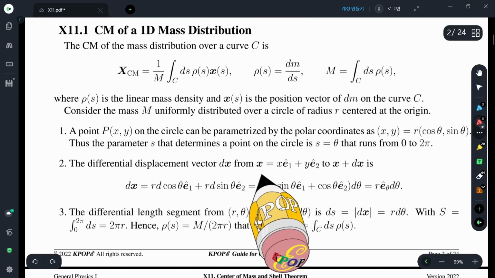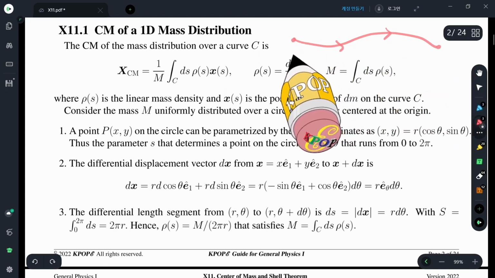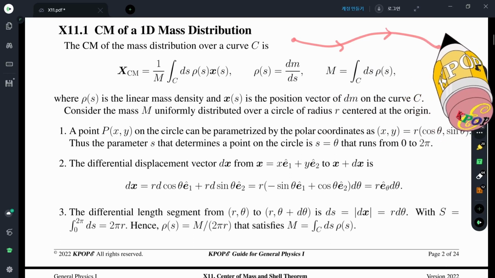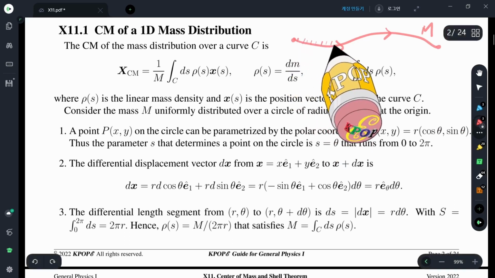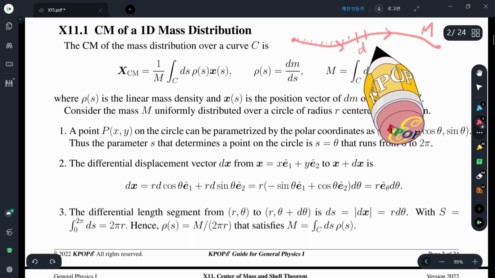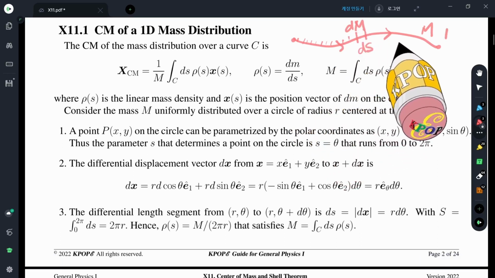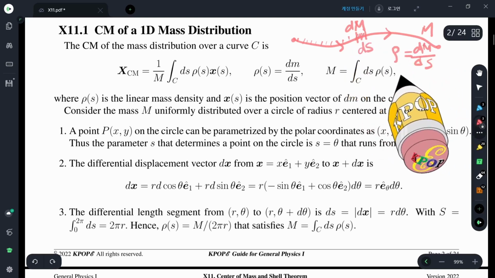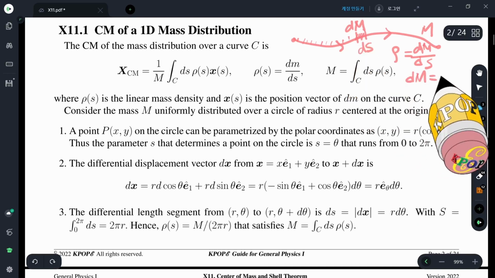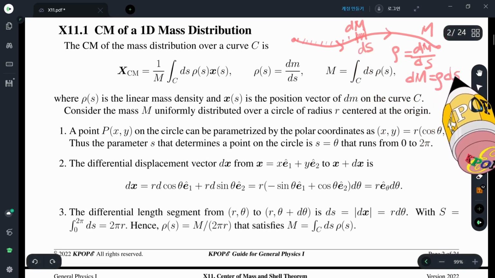Let us consider the center of mass of a one-dimensional mass distribution. Suppose that we have a curve, a bent wire of mass M. We can divide this into many pieces. For example, the arc length ds carries the mass dM. The density is defined as the mass per unit length, and therefore the mass can be expressed as the product of the mass density multiplied by the arc length.